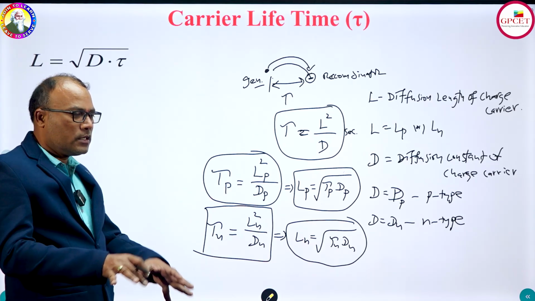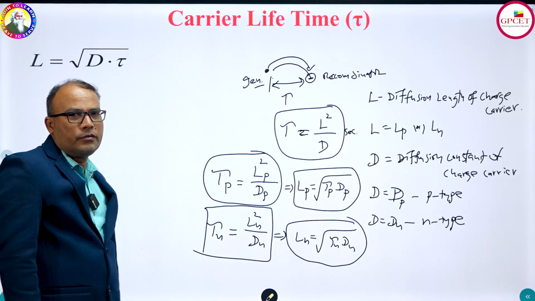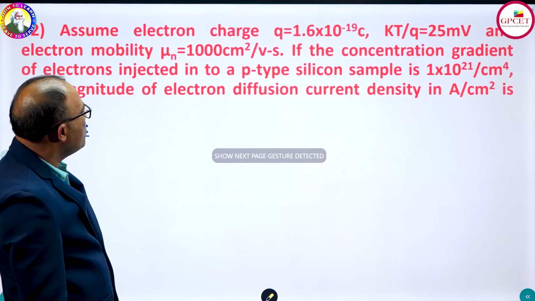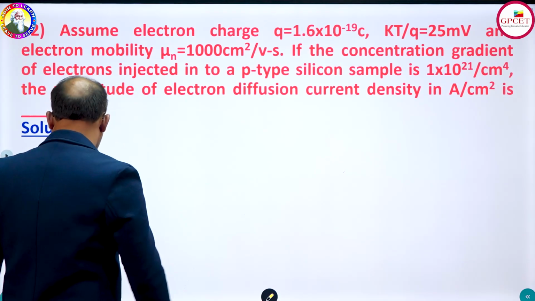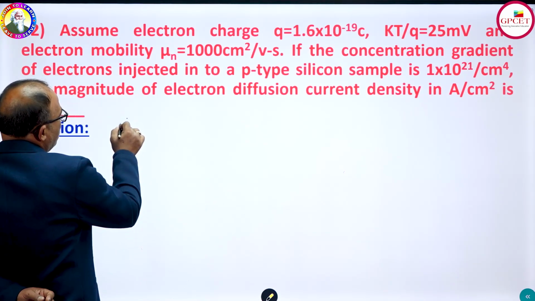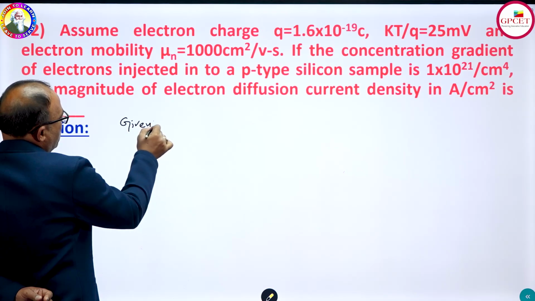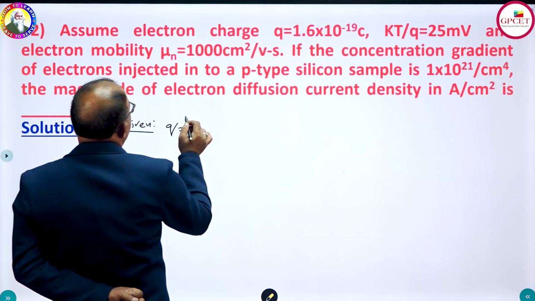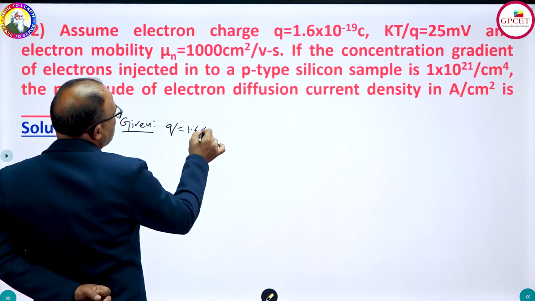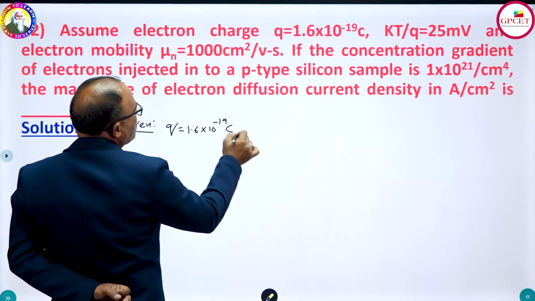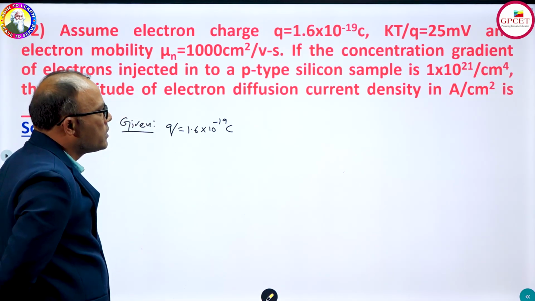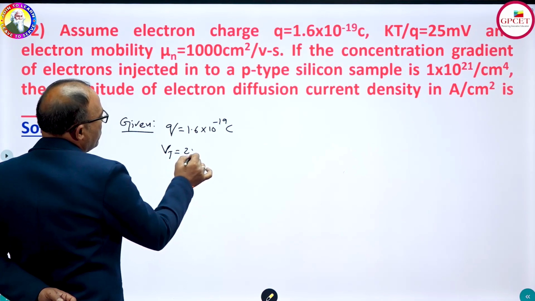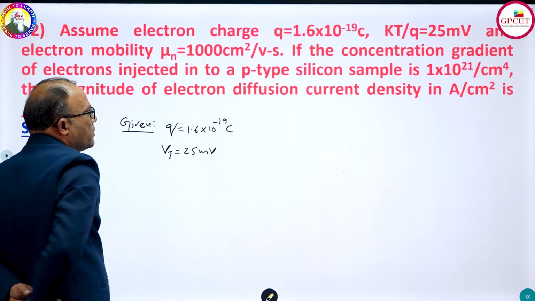Okay, now let us see some important problems which have been asked in competitive exams. The first one: assume the electron charge q is given as 1.6 into 10 power minus 19 coulombs. kT by q, which is nothing but Vt, is given as 25 millivolts.